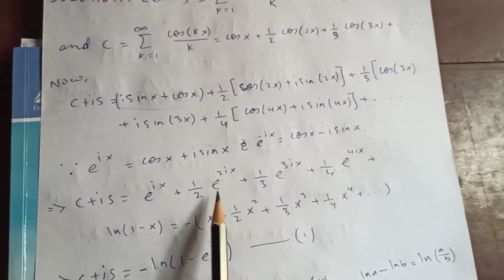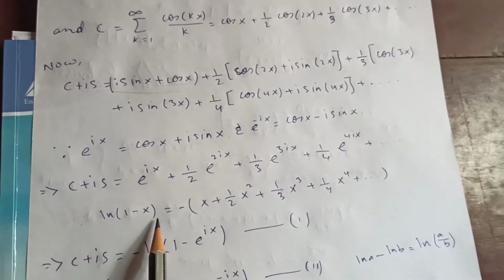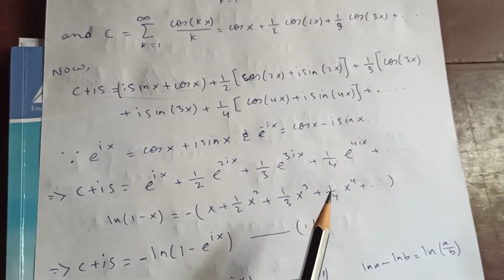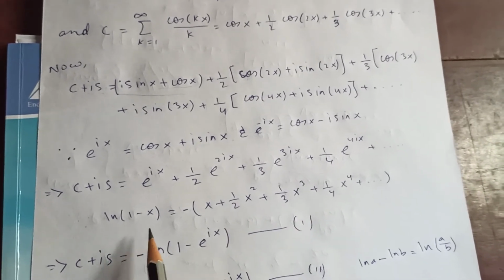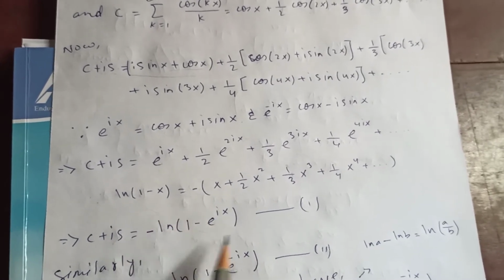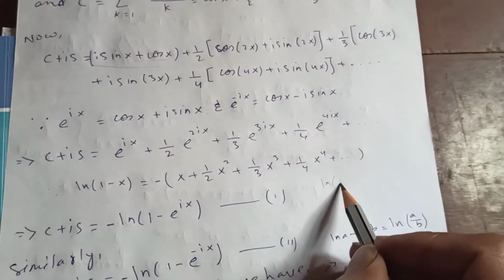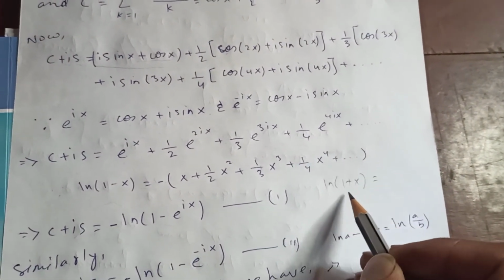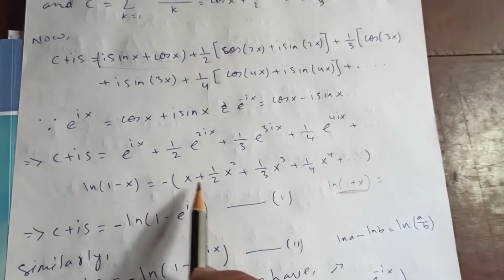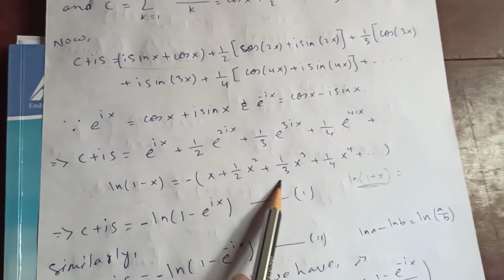And what is this series? Let's consider log(1 minus x), which is minus x plus 1/2 x squared plus 1/3 x cubed plus 1/4 x to the fourth plus and so on. You can see the proof of this. I haven't done it yet, but log(1 plus x) I have already expanded. If you replace x by negative x, then you will get this series. So the above series is exactly the same as this one.